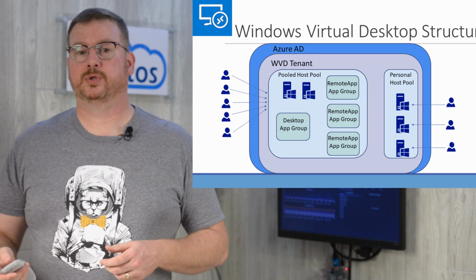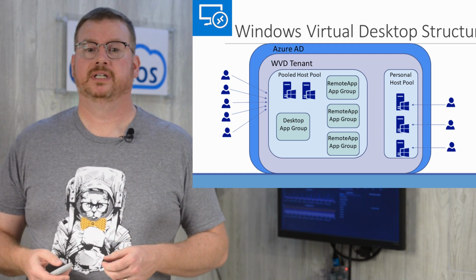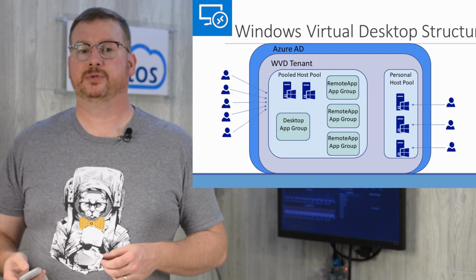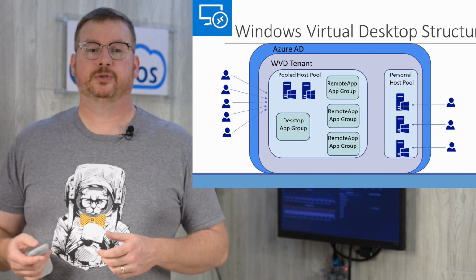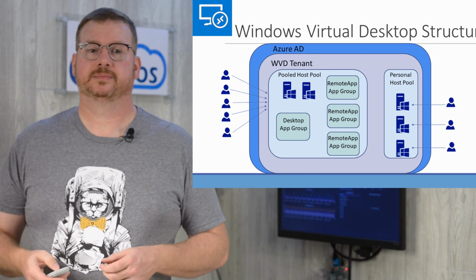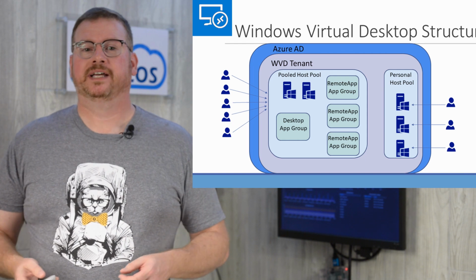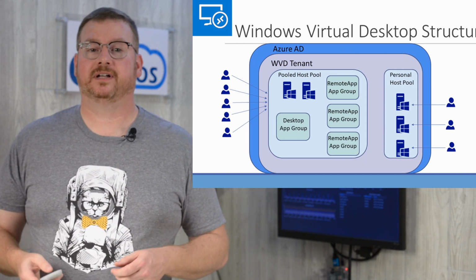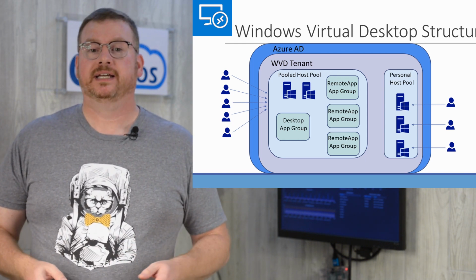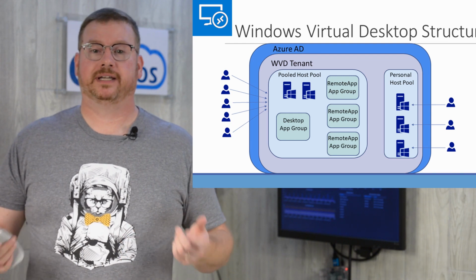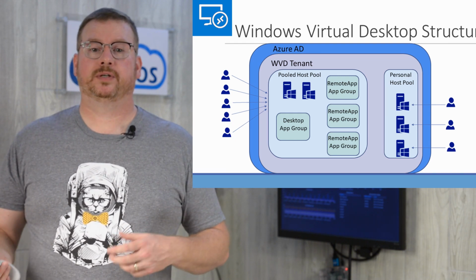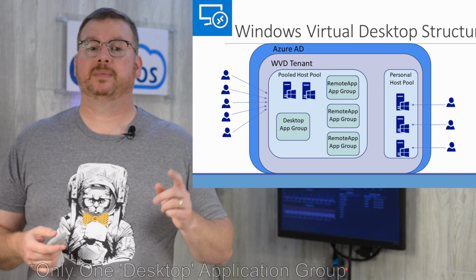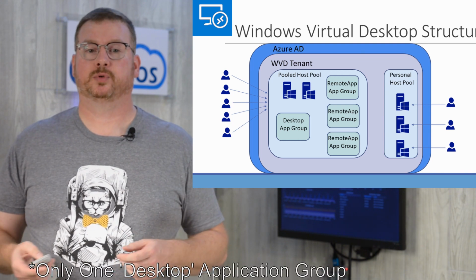The other host pool is called a pooled host pool. This requires Windows 10 multi-user or a server OS. Users share resources on the VMs. Users are assigned to app groups. There is one app group created by default called the Desktop Application Group. This is the app group used to share a desktop. This can be removed and recreated, but there can only be one desktop app group in a host pool.